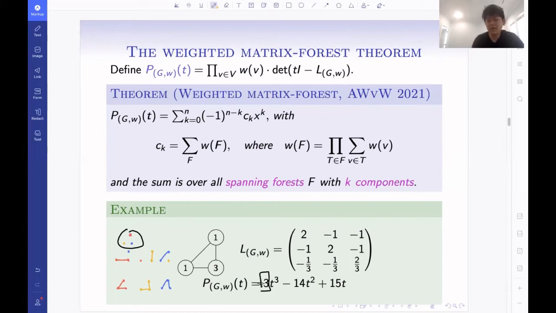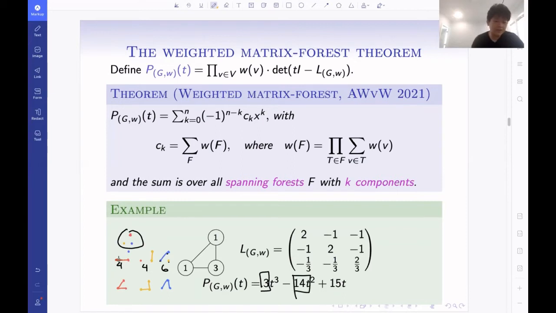If you look at the spanning forests with 2 connected components, well, there are 3 of them. So in this connected component here, you sum the vertex weights, that's going to be 1 plus 3, that's 4. And then multiply the 1 contributed by this vertex here. So this gives me a 4. Same thing here, this is 1 times 1 plus 3. This gives me a 4. And here I get 1 plus 1 times 3. So that's going to be 2 times 3 is 6. And you know, this 4 plus 4 plus 6 is exactly this 14 here.